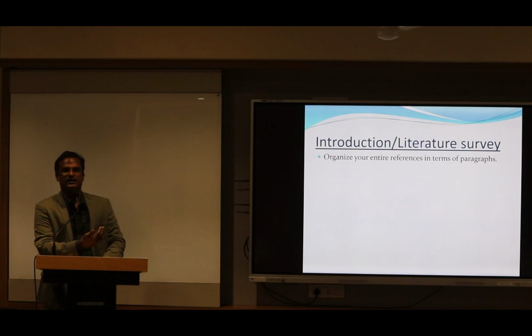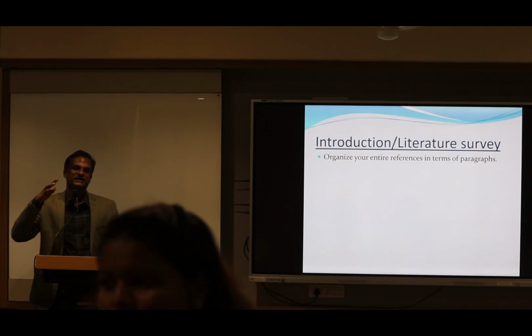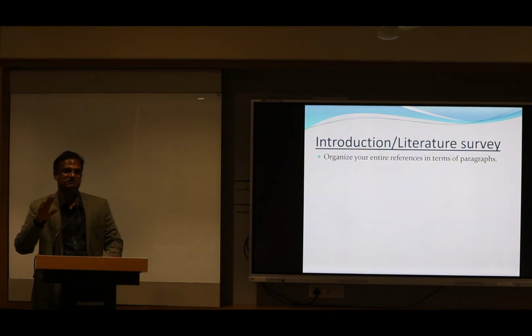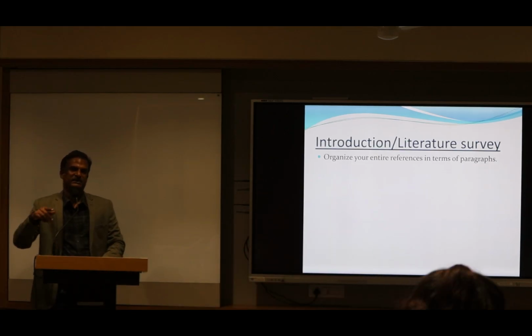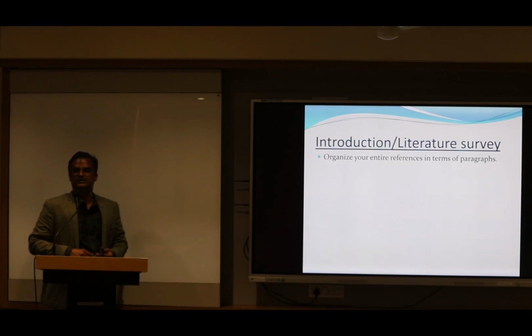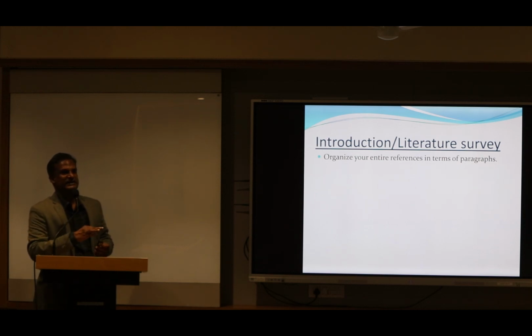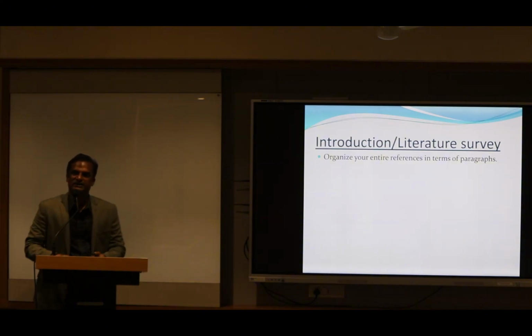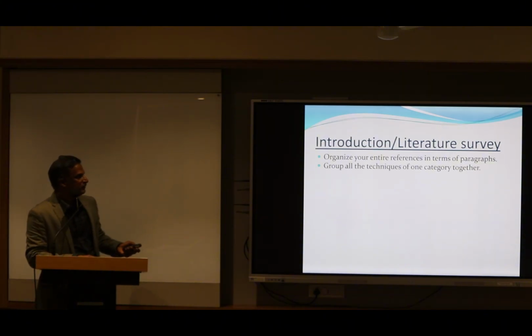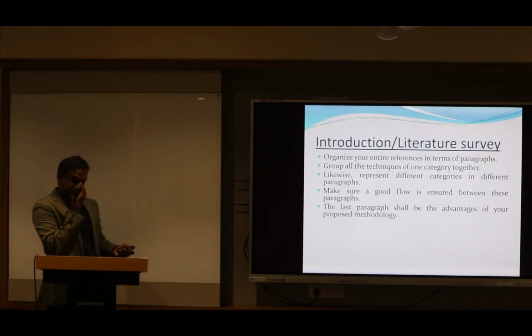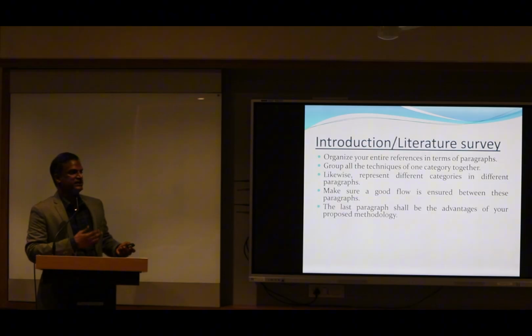good impression of the flow, or they will at least have an opinion that you have really carried out the literature survey properly. Actually, you might not have done it, right? That is the next story. But at least you will create an impression in the minds of the editor and the reviewer. 25 papers, neatly organized. If you are giving the drawbacks clearly, easily you can have a pass in the introduction section. Group all the techniques of one category together, and put the different categories in different paragraphs. Make sure a good flow is ensured between these paragraphs.